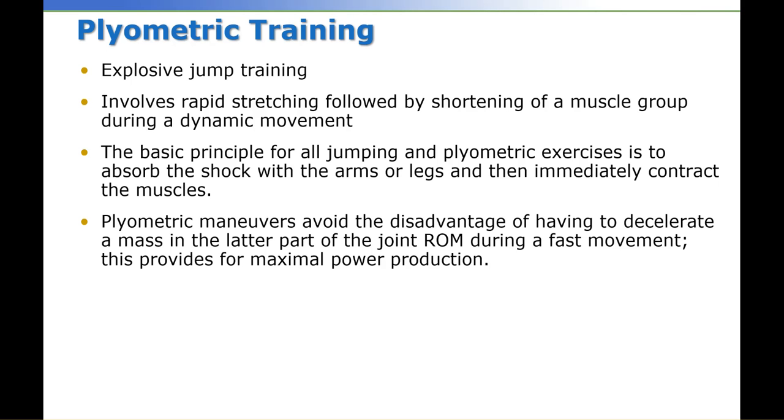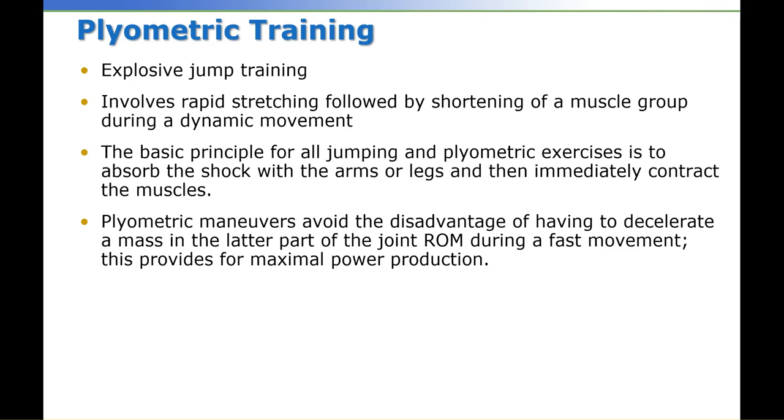Basic principle for all jumping and plyometric exercises: absorb the shock with arms or legs, then immediately contract the muscles. So if you do a series of squat jumps, the person should jump again as quickly into the air as possible. Squat jump, then quickly jump.